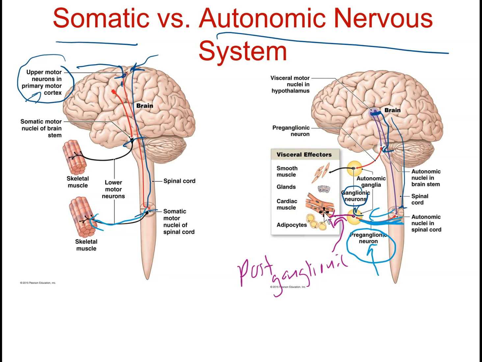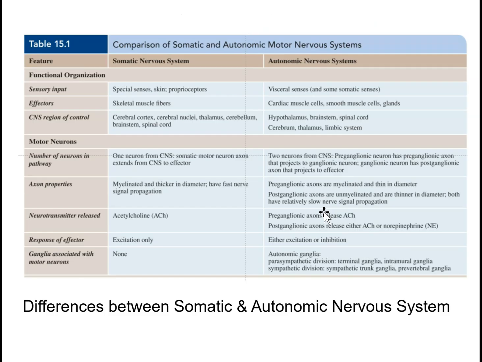So another difference are going to be the neurotransmitters that are released. This is a picture, it's not from your book, it's just something I found online that might be helpful when you're trying to compare the somatic with the autonomic. So again, one of the main differences are the effectors. The other big difference is the headquarters or the control. We're just going to say cerebral cortex for somatic and stick with hypothalamus for the autonomic nervous system.